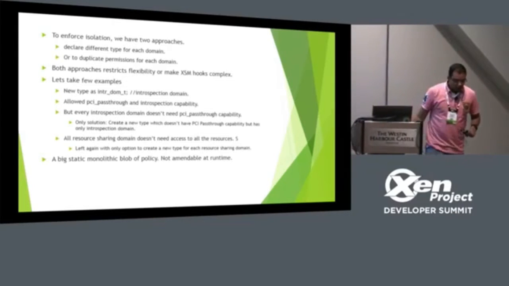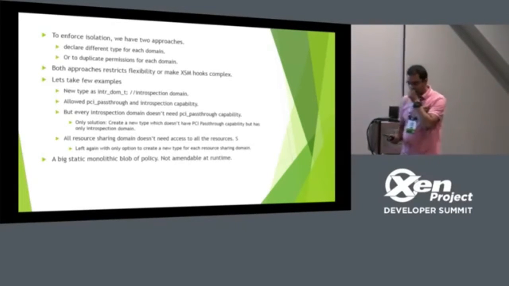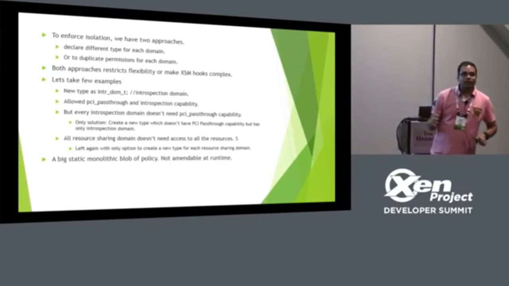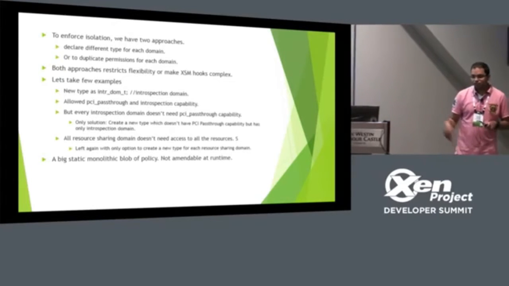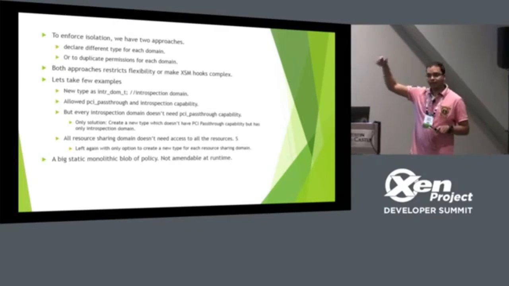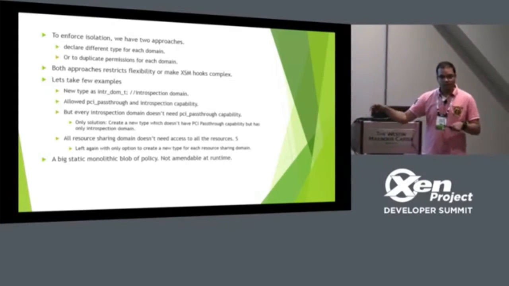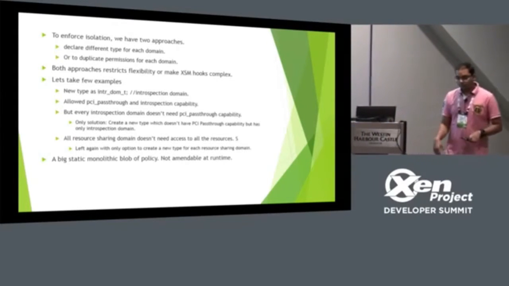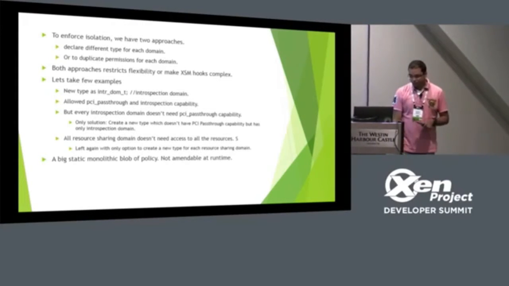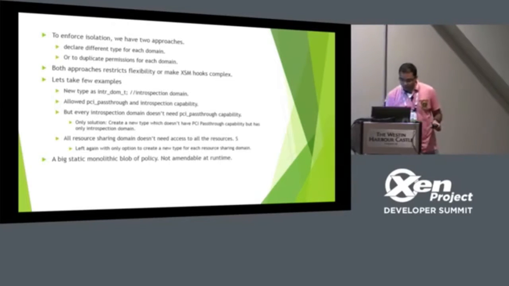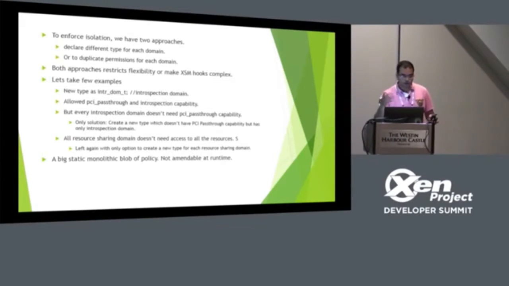Now, to solve this problem, I read that we can use two approaches. Either we define a separate type based on a specific set of requirements, so we have introspection domain type 1 to do this, type 2 to do this, and type 3 to do this. Or we duplicate permissions for each domain. But both these approaches will lead to more complexity, more complex XSM hooks, and reduced flexibility.